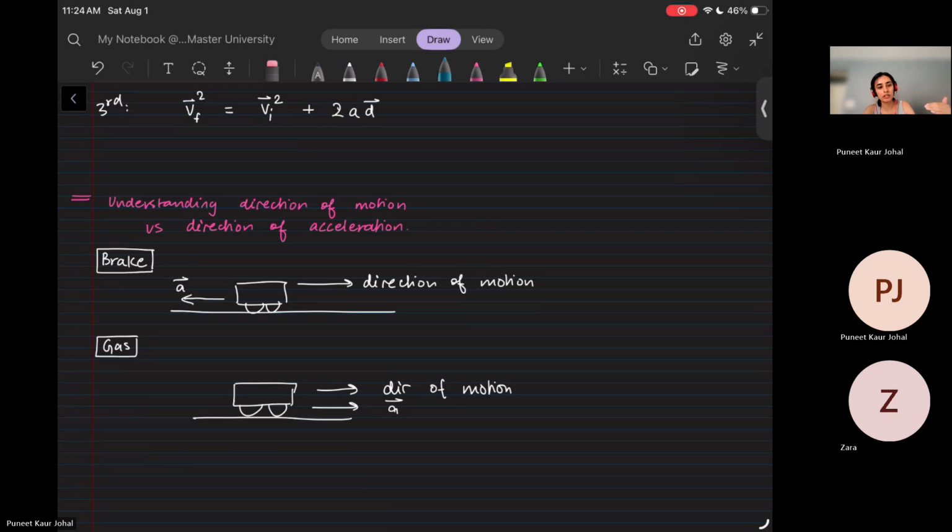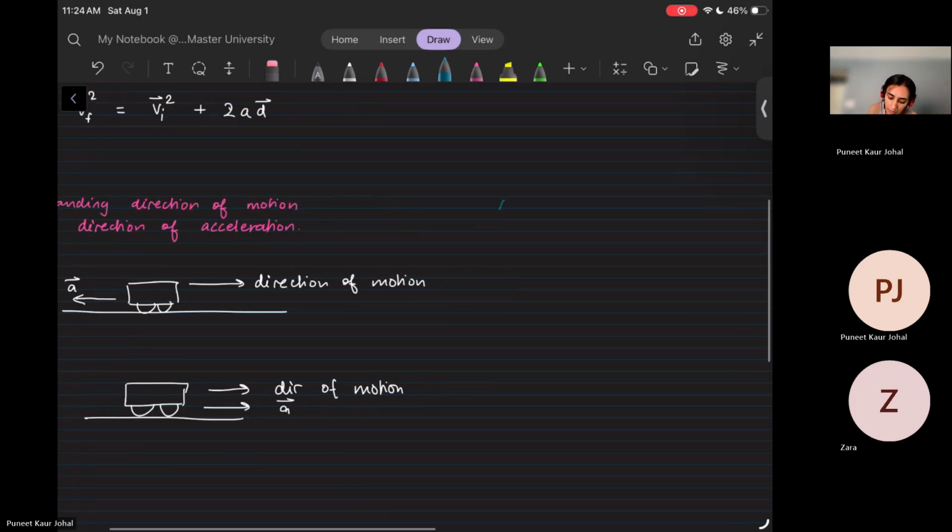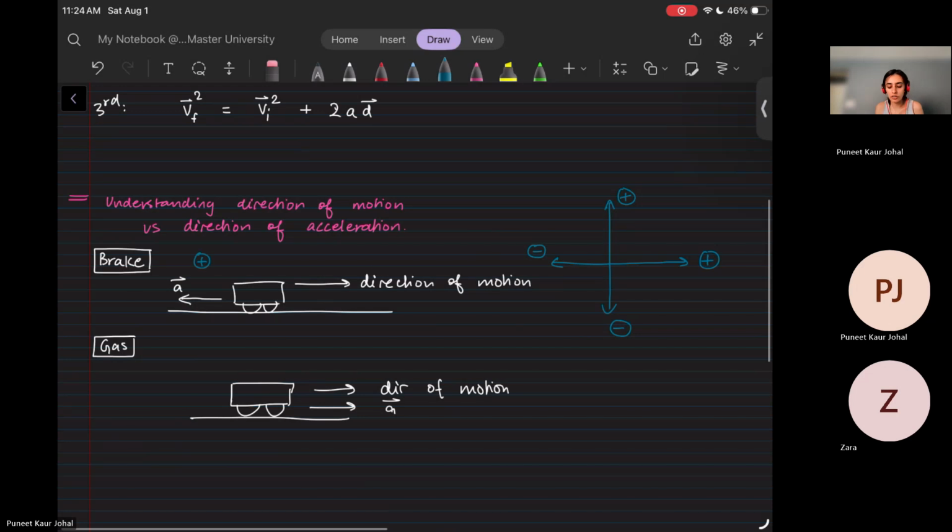So at the beginning of each question, for me, I usually try to take up and right as positive, and anything going left and down, I try to stick to that it will be negative. However, you could choose that this is the positive direction, and so this is the negative direction, and so on and so forth. You could do that, but usually try to follow one direction convention and then stick with that.